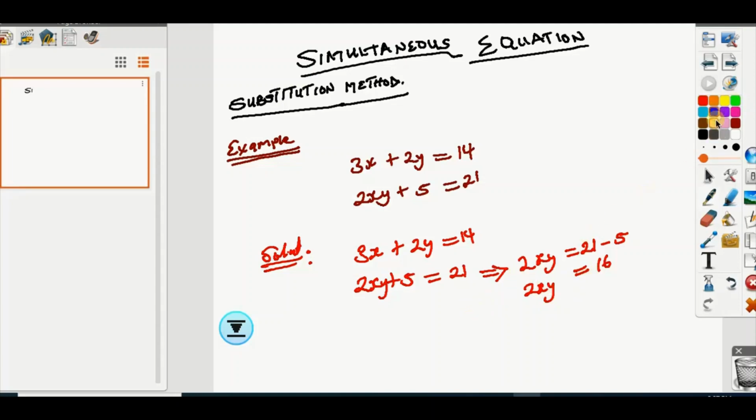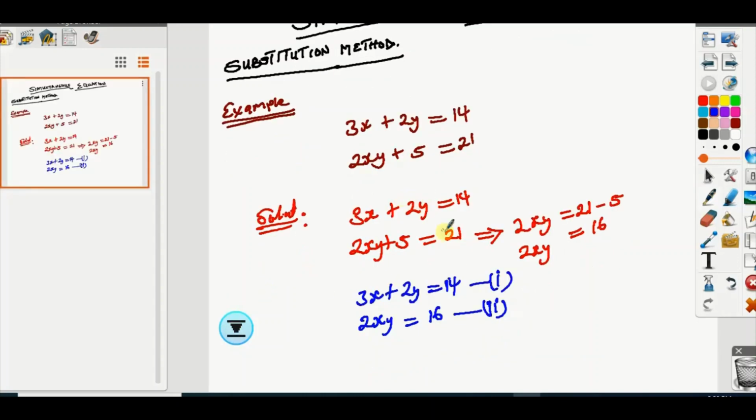Let's bring our equations together now. We bring 3x + 2y = 14. Let's call this equation 1. And we have 2xy = 16. We call this equation 2. Remember, we are using the substitution method, right? So we pick equation 1 to form equation 3.